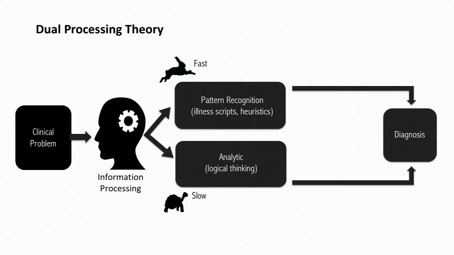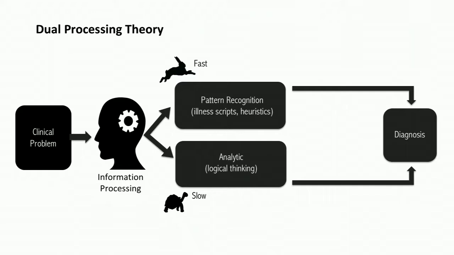How many of you are familiar with dual processing theory? Good. This is becoming a little bit more mainstream. A few years ago, if I asked that question, very few hands would have gone up in the room. Dual processing theory states that clinical decision-making occurs through two primary information processing pathways. Pattern recognition is fast, intuitive, heuristically driven, and occurs largely unconsciously, whereas analytic thinking is slow and deliberate, and it takes place under our conscious control.